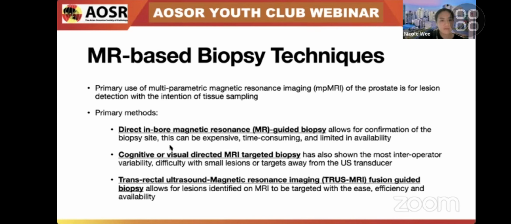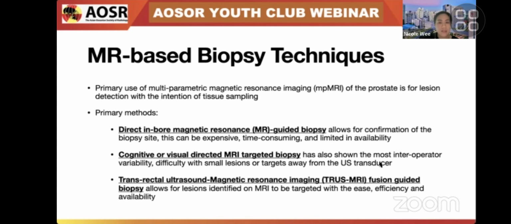The first in-bore guided technique allows for confirmation of the biopsy site, but this can be expensive, time-consuming, and limited in availability because it actually occupies the MR scanner for quite a substantial time. The second method is the cognitive or visual-directed MR targeted biopsy. So this second method has actually shown the most inter-operator variability due to the reliance on spatial orientation of the lesion from the MR, which is used to direct the ultrasound and the biopsy needle by the operator.